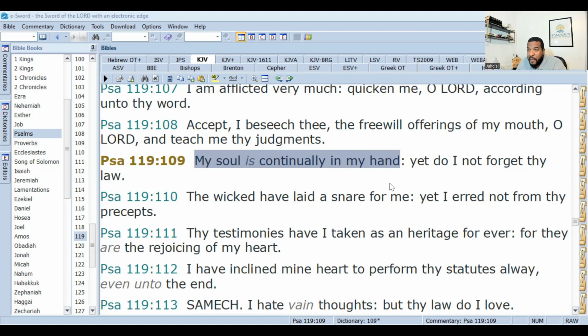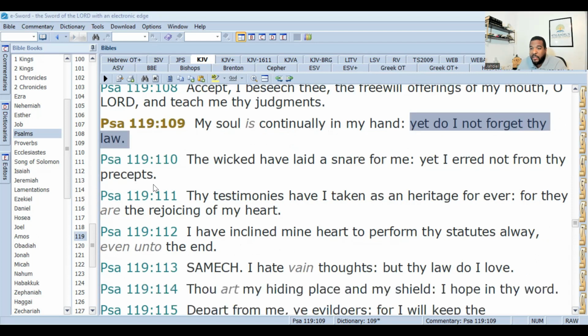Meaning, I'm not going to remove myself from your hand. I will not stop placing myself in your hands. I will continuously move towards you. And how do I do that? By trusting in him and his word, not forgetting his law, right? Not forgetting his law. Your testimony have I taken as a heritage forever.